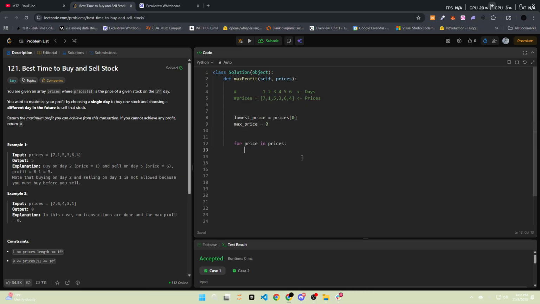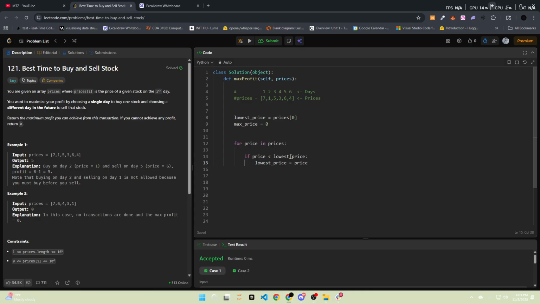Okay, so let's start off. The first thing we need to do is make sure that we get the lowest price possible. So for lowest price, we're going to do an if statement: if price is less than lowest_price, then lowest_price equals price.